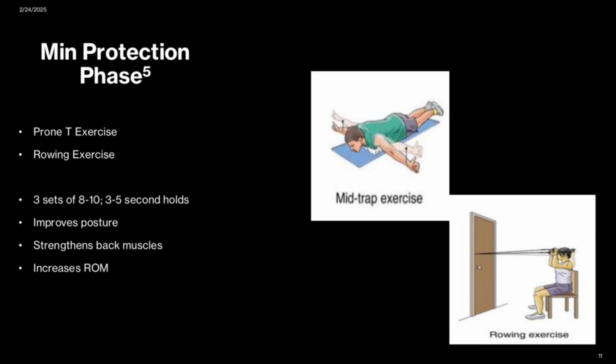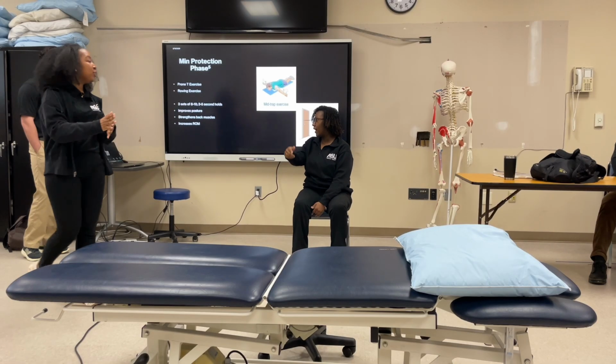Next, during the minimum protection phase, you can have your patient perform prone T exercises and also rowing exercises. Those two exercises, you can have them again perform 3 sets of 8 to 10, and with those, you want them to hold it for 3 to 5 seconds. These two exercises improve not only their posture, but they also strengthen their back muscles and increase their range of motion. You can lie down prone on your stomach.